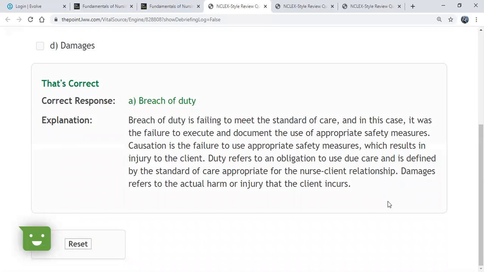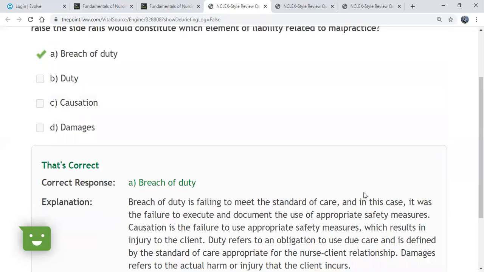Let me just tell you the other ones. Causation is failure to use appropriate safety measures and it causes injury to the client. So maybe water was on the floor, you spilled something on the floor, you didn't block it off or have somebody clean it up and they slipped and fell. Duty refers to an obligation to use due care and is defined by a standard of appropriate care for the nurse-client relationship. Damage refers to actual harm or injury that the client incurs.